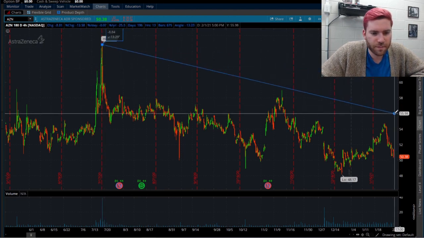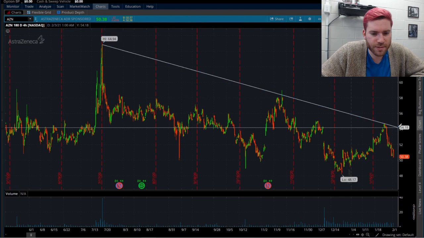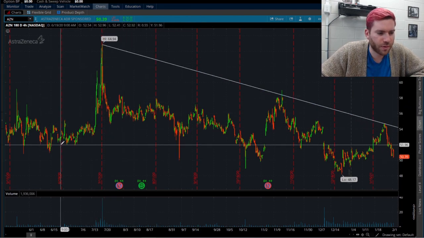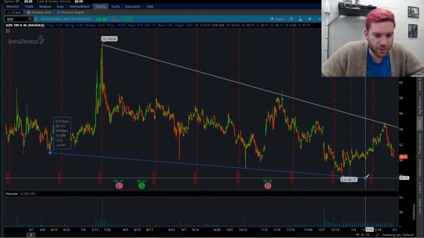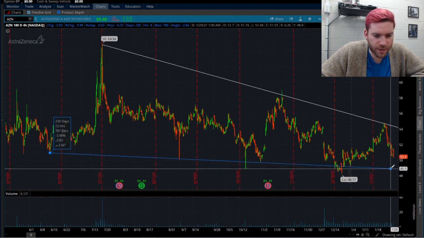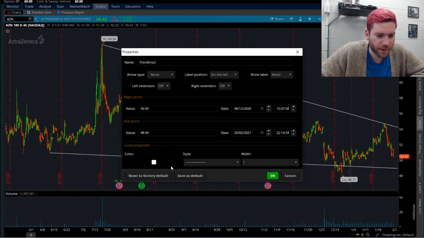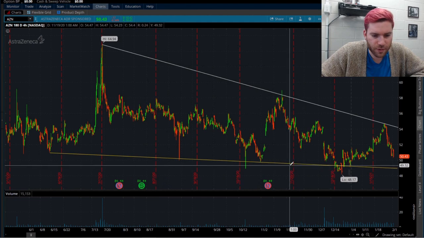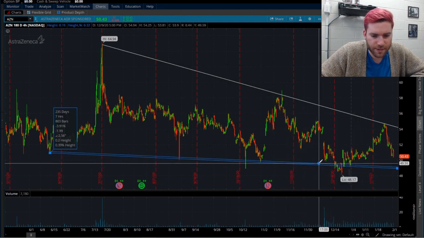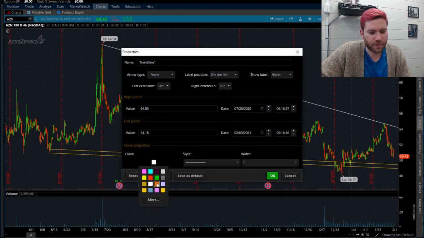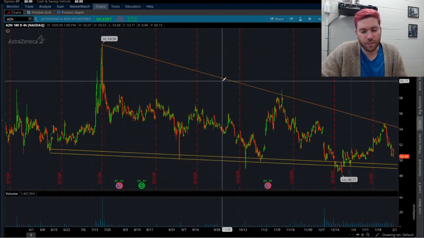Again, connect your resistances. From that same move, connect your support. I'm going to go with this move over here. Come to the side, and as you can see, if we connect all 5 of those once, twice, and again, it's not perfect. As we can see, it's a descending wedge. Now again, the good thing about descending wedges is that they do not last forever. There is a high chance this will eventually break out and go positive again.